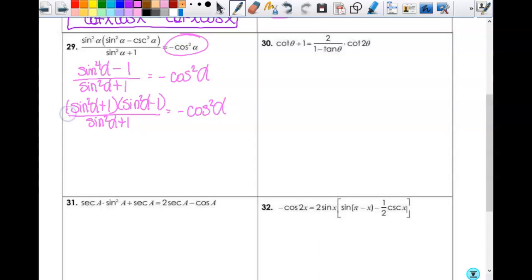So then I can reduce. These are being multiplied, so this cancels out with that. So I'm left with sine squared alpha minus 1 equals negative cosine squared alpha. And then sine squared plus cosine squared equals 1, so sine squared minus 1 is going to have to equal negative cosine squared alpha. Alpha equals negative cosine squared alpha. And we're done.